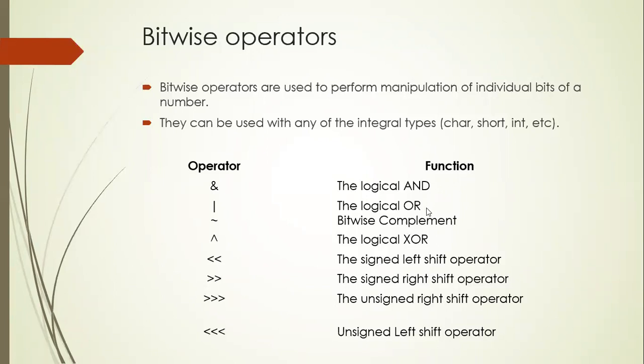So the logical OR. How will it work? The logical OR will work like this: when you want to make the output 1 or true, either of the operands should have the value 1. And the bitwise complement will complement the bit: when the input is 0 and you want to make it 1, you will use the bitwise complement.